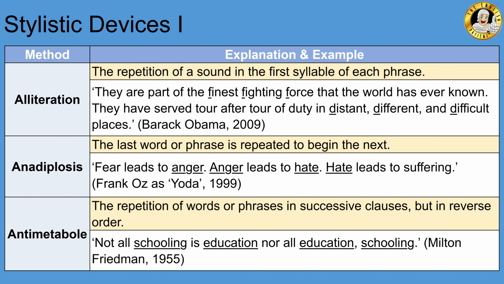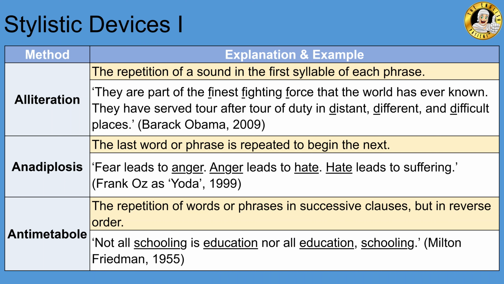So the first method is alliteration. This is the repetition of a sound in the first syllable of each phrase. And we'll do this through some quotations. So first we have Barack Obama, who in 2009 said, "They are part of the finest fighting force that the world has ever known. They have served tour after tour of duty in distant, different, and difficult places." So notice the repetition of F for finest fighting force, and D for distant, different, and difficult. So alliteration: repetition of a sound in that first syllable.